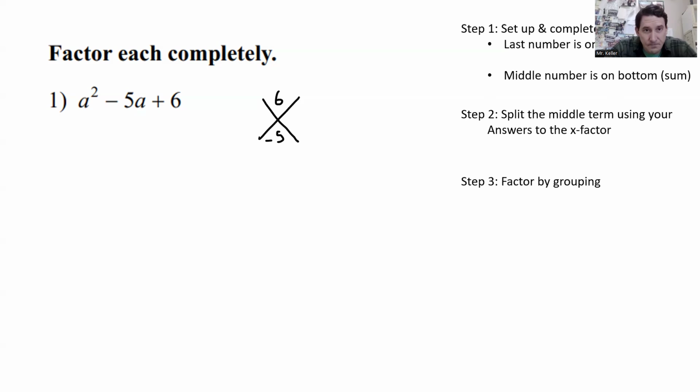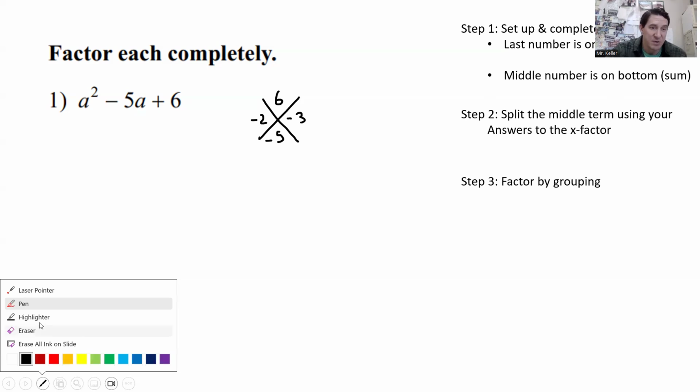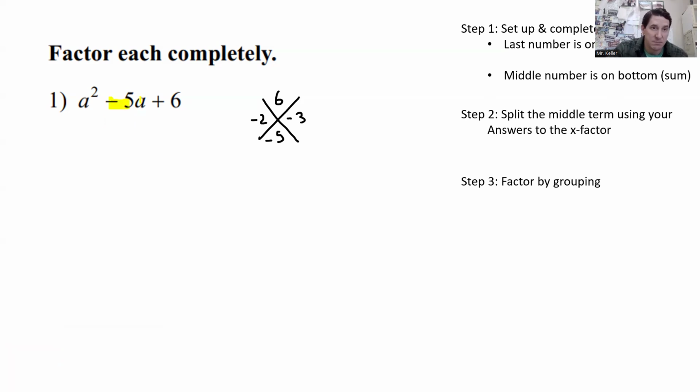Then we complete the X factor. So what are the two numbers that multiply to positive 6 and add to negative 5? That's going to be negative 2 and negative 3. All right. The next process here is I'm going to split the middle term.